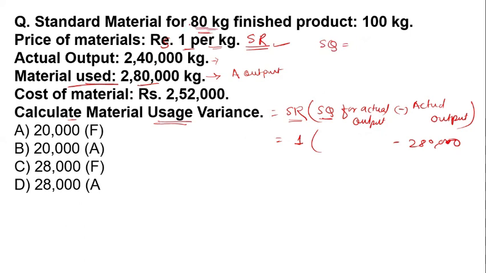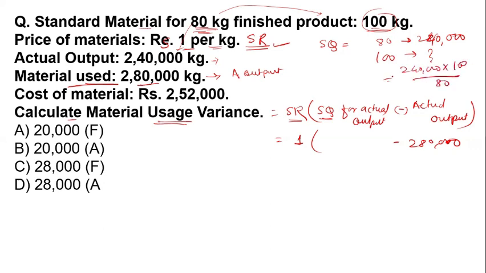the 80 kg standard material we have assumed, that is the standard we need, that is 80. But after finishing the product, we actually use 100 kgs. So for the 80, the actual output is 2 lakh, sorry, 2,40,000. Then for 100 kg what? So when we calculate it, that is 2,40,000 multiplied by 100 divided by 80. So we will get 3 lakh rupees. Okay, so here we write the 3 lakh rupees, and you can see that the difference is 20,000.